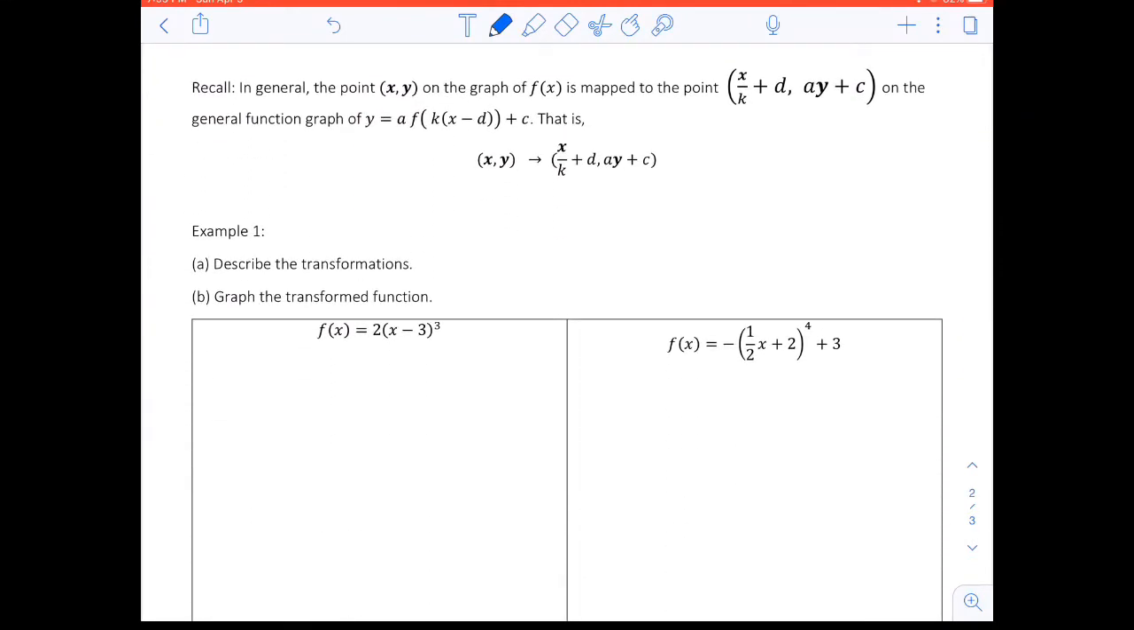You might remember when we transformed points before, basically what we did was we had our basic points from the parent function, and we transformed those based on AKDC, which created this mapping that we used. All the x values were divided by k, and we added d. All the y values were multiplied by a, and we added c. And that's going to be true for what we're looking at for these two functions.